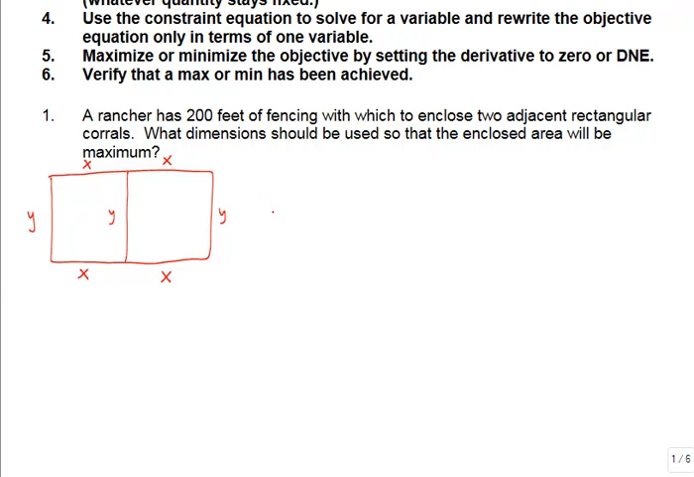Now remember, one of these is the objective, and that's the thing that you want to maximize or minimize. So if you read the question carefully, it'll tell you what quantity it is that you're trying to find the maximum or the minimum of. And if we look at this last sentence, it says what dimensions should be used so that the enclosed area will be maximum. So we want maximum area.